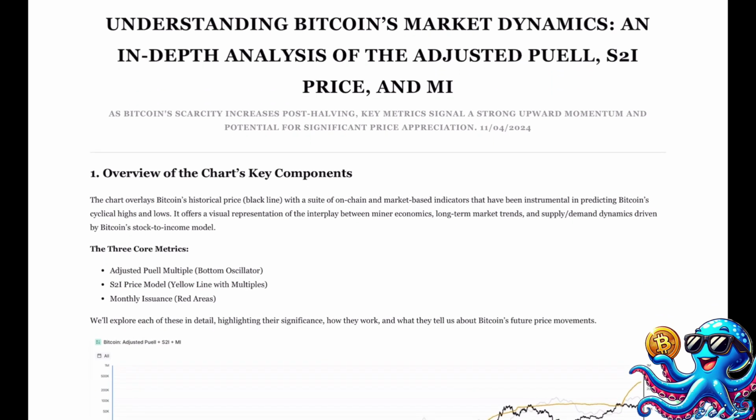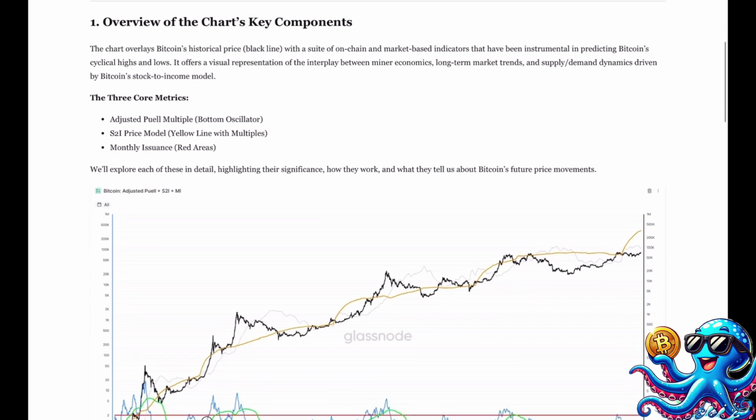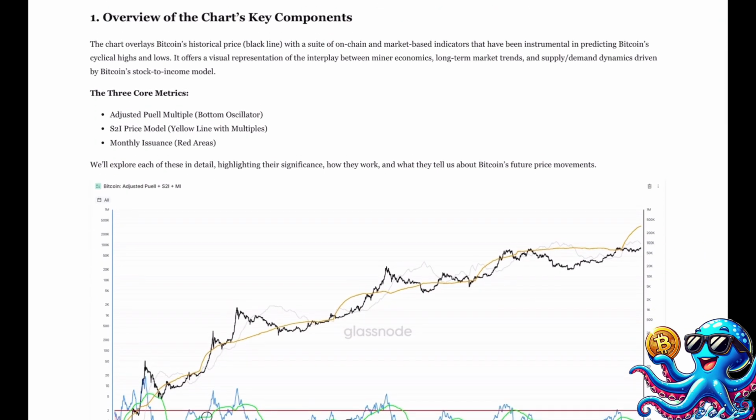The chart overlays Bitcoin's historical price, black line, with a suite of on-chain and market-based indicators that have been instrumental in predicting Bitcoin's cyclical highs and lows. It offers a visual representation of the interplay between miner economics, long-term market trends, and supply-demand dynamics driven by Bitcoin's stock-to-income model. The three core metrics.